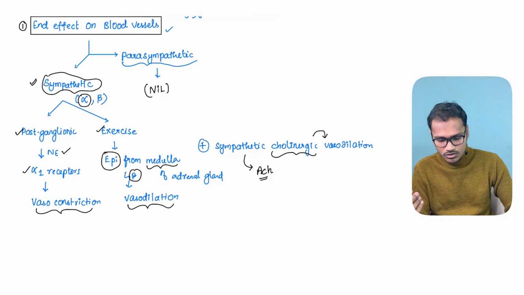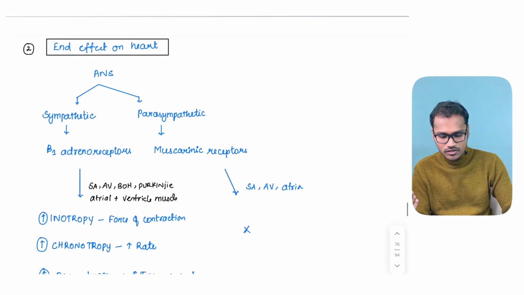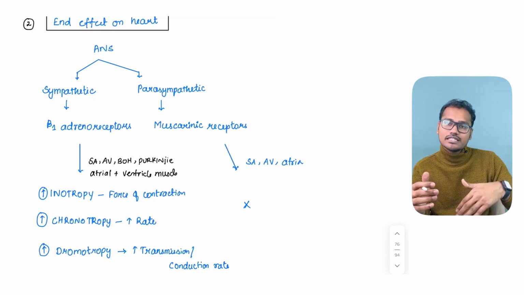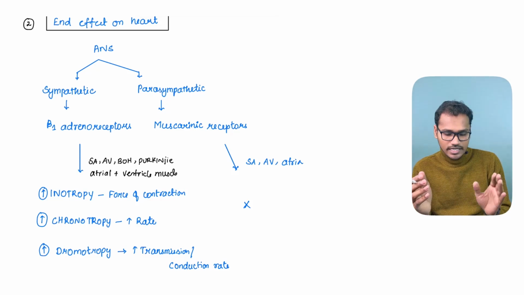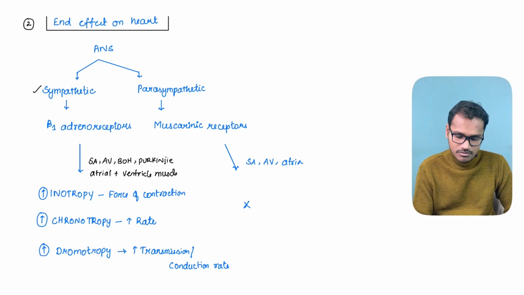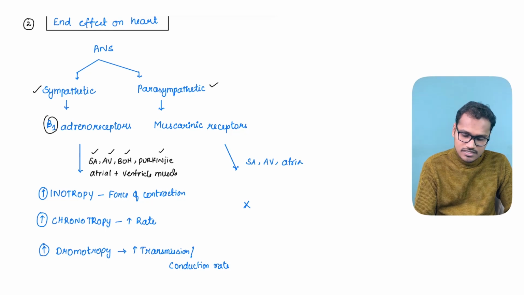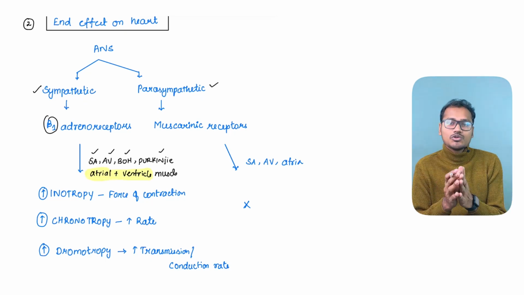Now let's talk about the effects on the heart. We have already discussed in our previous videos the innervation of the heart, that the ANS innervates through the sympathetic system and parasympathetic system. We have the beta-1 receptors on the heart, present in the SA node, AV node, bundle of His, Purkinje fibers, as well as the atrial and ventricular muscle. This is very important: there is a huge amount of sympathetic fiber innervation on the ventricle.